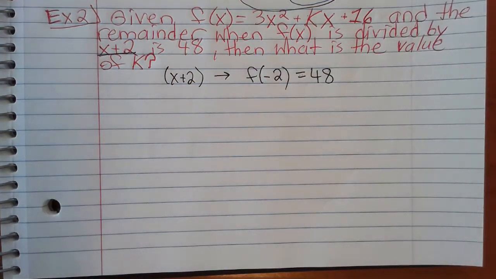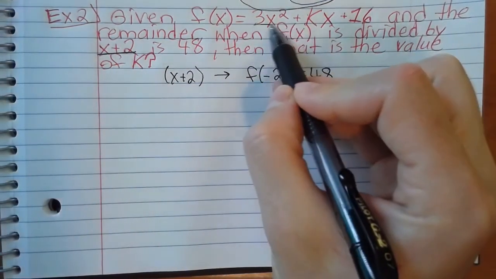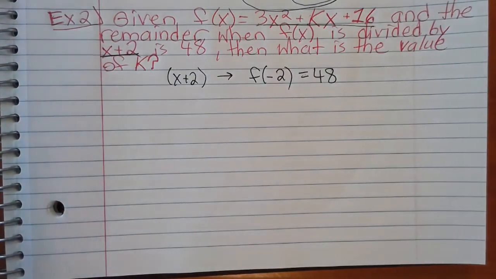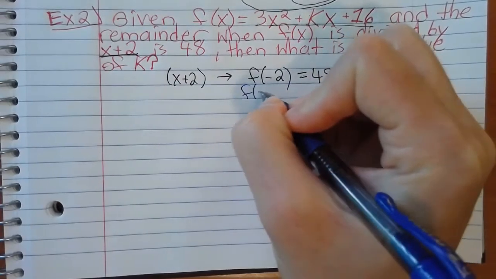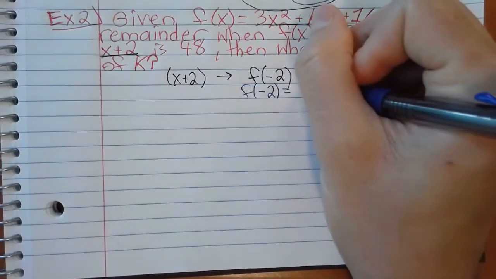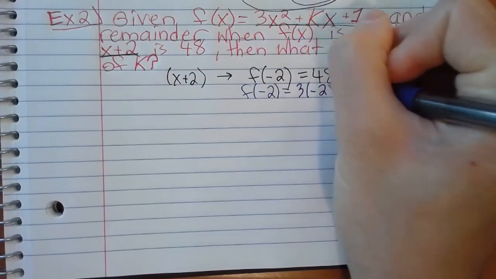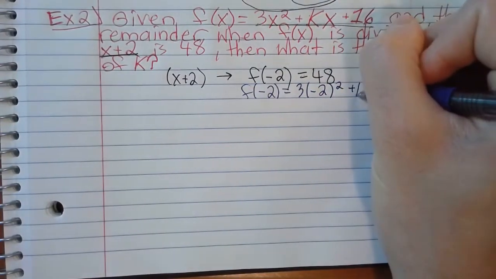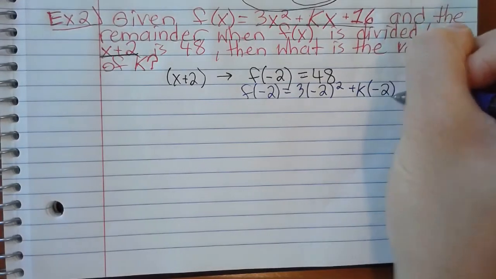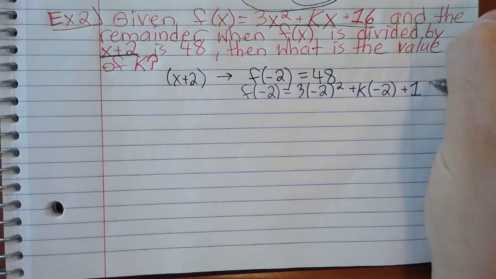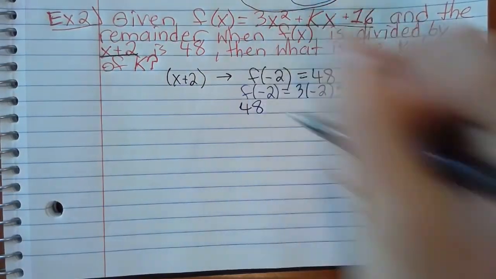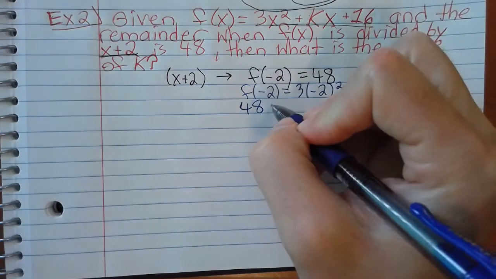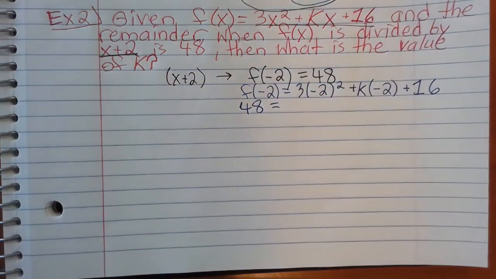Well, we can then plug that x into our equation up here at the top. So we have 3 at the front there. So we have 3 times negative 2 squared plus k times negative 2 plus 16. And that should be equal to 48 because 48 is the remainder. And we can just solve the rest of this now.